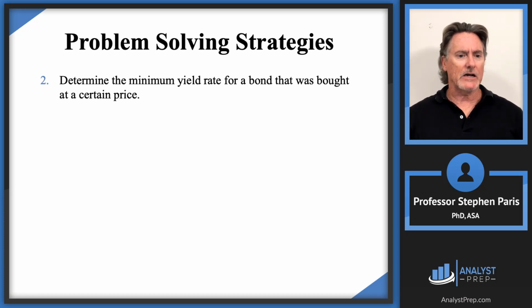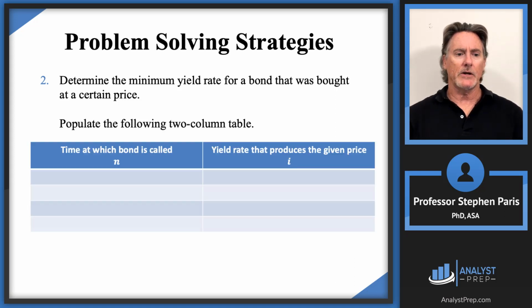Okay, and then the second problem-solving strategy, for the second type of problem, is we're going to proceed the same way. This is the type of problem where we determine a minimum yield rate for a bond that was bought at a certain price. And again, we populate this two-column table. The first column is the same as in the previous type of problem. So in either one of these types of problems, you create a two-column table. The first column is just the end value, the time at which the bond is called.